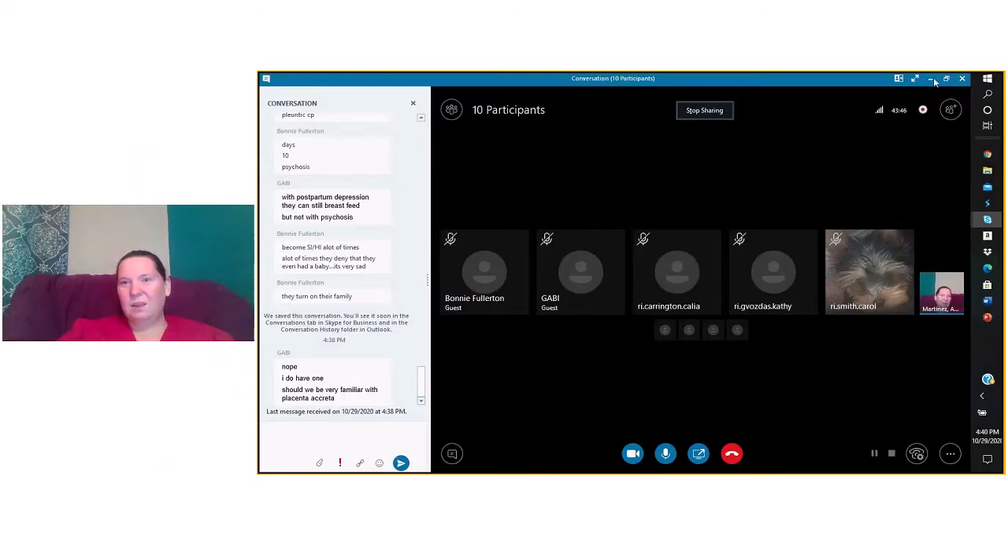Sometimes I have to remember where things are located in Collaborate versus Skype, because they're not anywhere near the same place. Let's see.